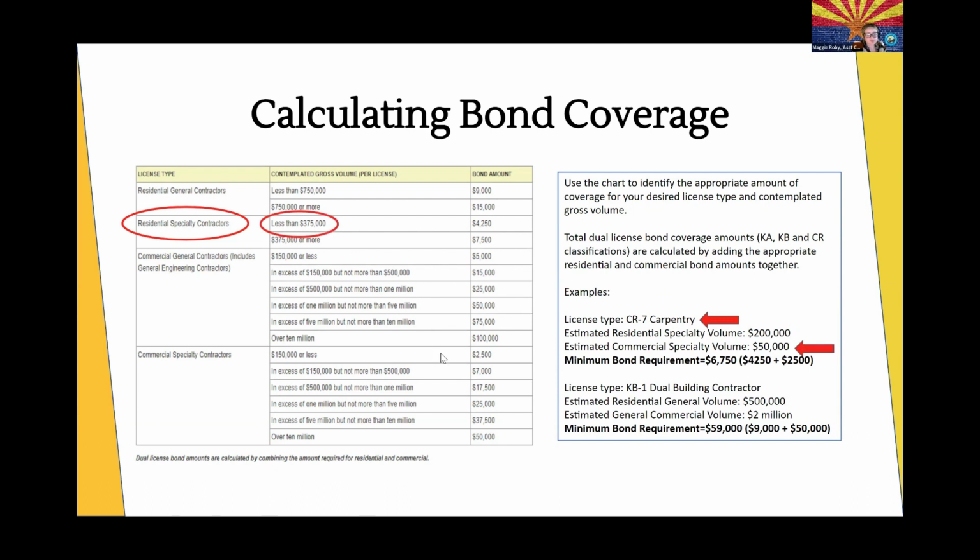If it increased, then your minimum requirement would need to increase. Same thing for the commercial aspect of it. If the commercial specialty volume was 50,000, that puts it at that minimum of 2,500 required to be listed on that bond. So this bond spreadsheet, this table, is also found on our website as well. So you can go and see your minimum bond coverage that you would need based on your estimated volume. Keep in mind when you renew, or you can always increase your bond if your license volume increases as well.